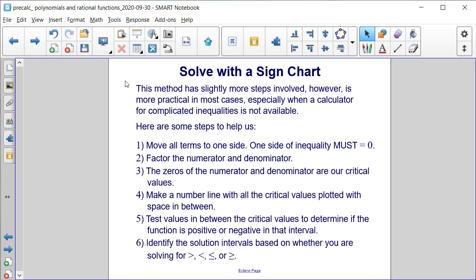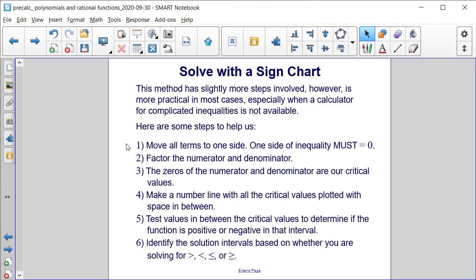Because when you're talking about calculus, you're going to be finding critical values of a function and then determining the function behavior based on some signs and stuff like that. So this is kind of a precursor to what you're going to be doing a little bit more next year or in the next course. So here are the steps that are going to help us.